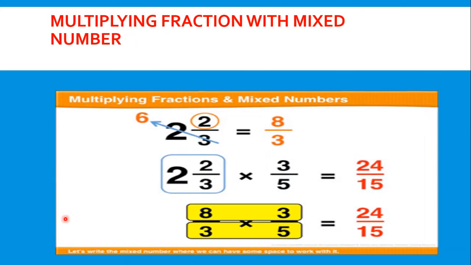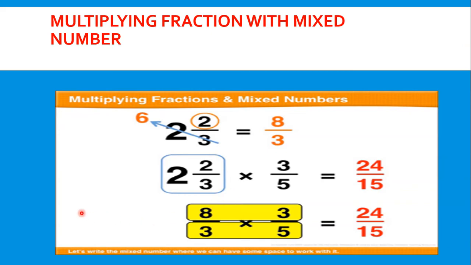Now next, multiplying a fraction with a mixed number. Now 2 and 2 by 3 multiplied with 3 by 5. You know that this is your mixed number. Very first you have to convert it to improper. Now 3 twos are 6 and 6 plus 2, 8. So here it will come 8 by 3. Now 8 by 3 into 3 by 5.